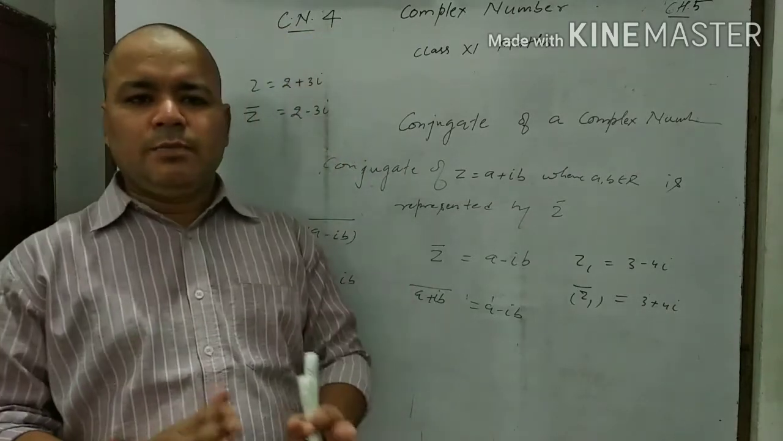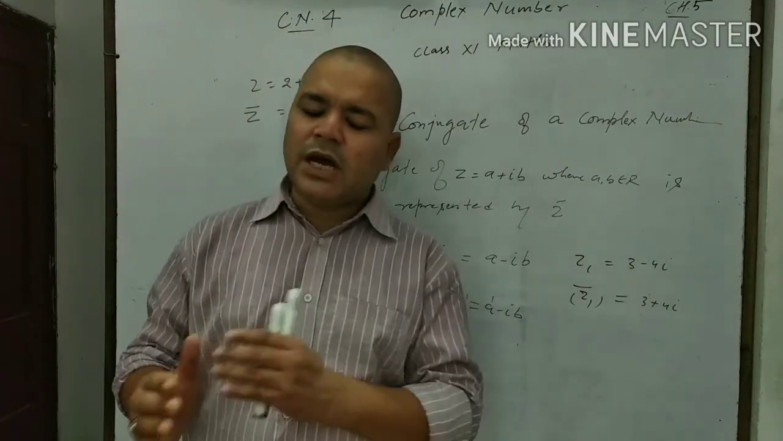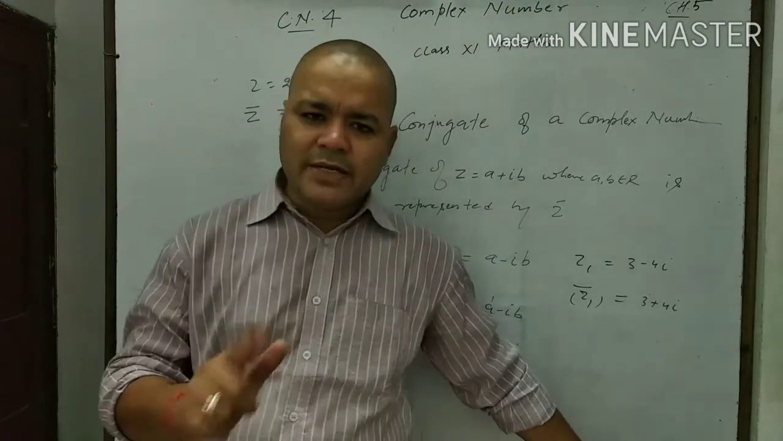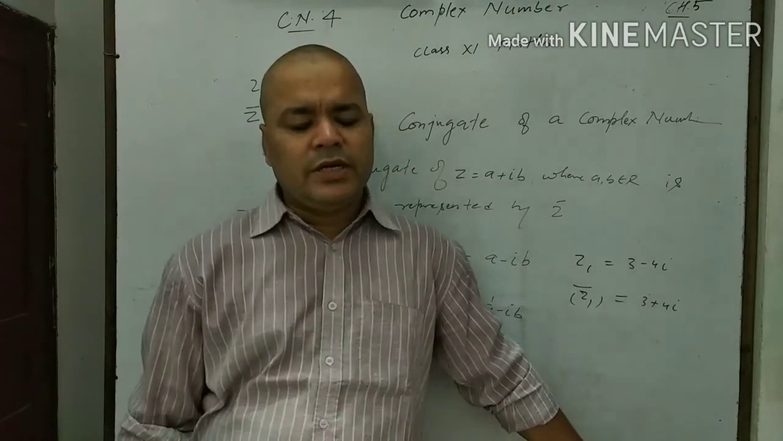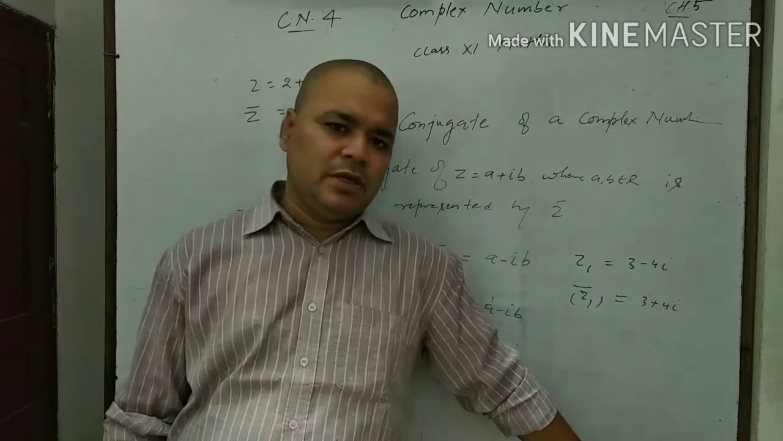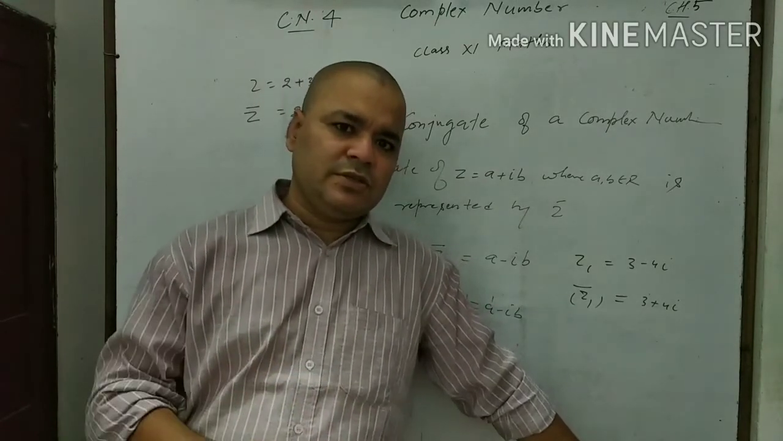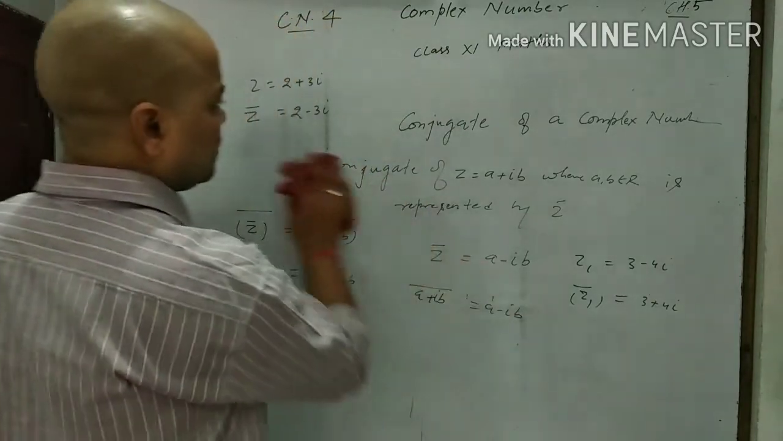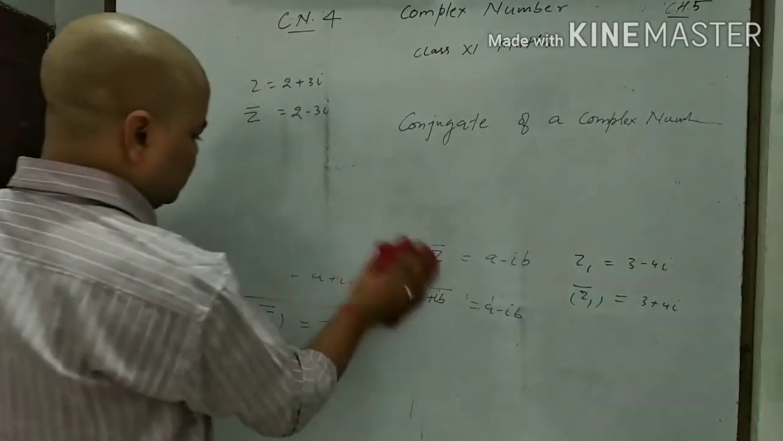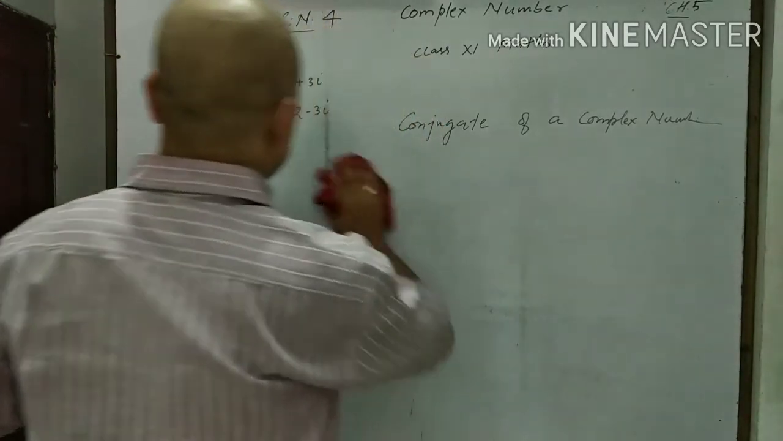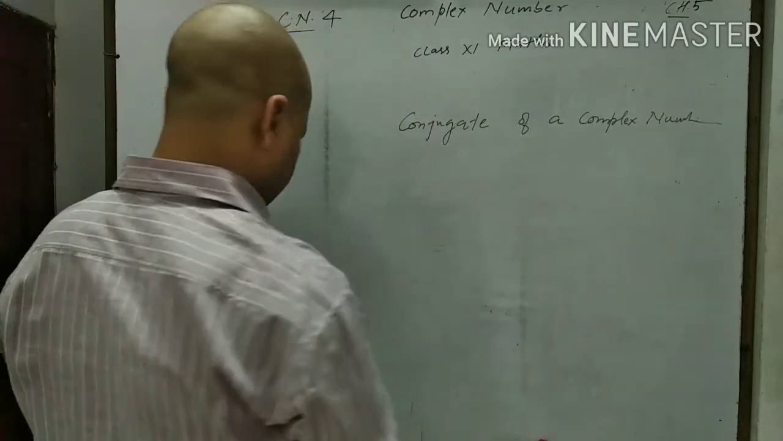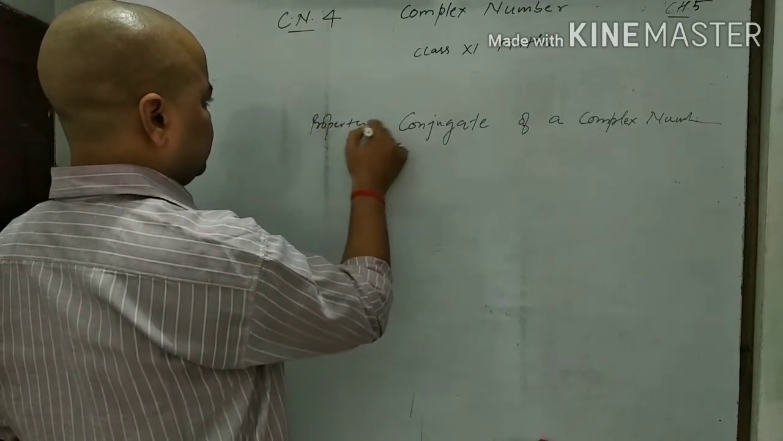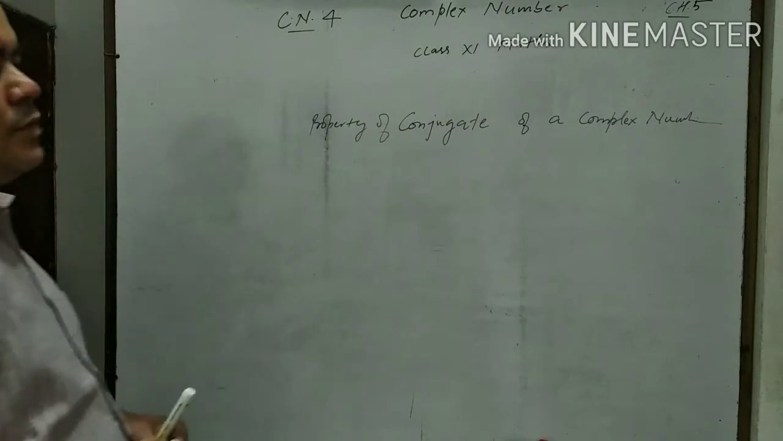Conjugate of complex number a plus ib will be a minus ib, and if we have any complex number a minus ib, then its conjugate will be a plus ib. Only the sign of b will be changed. Okay. Now let us see its property. Property of conjugate of a complex number.